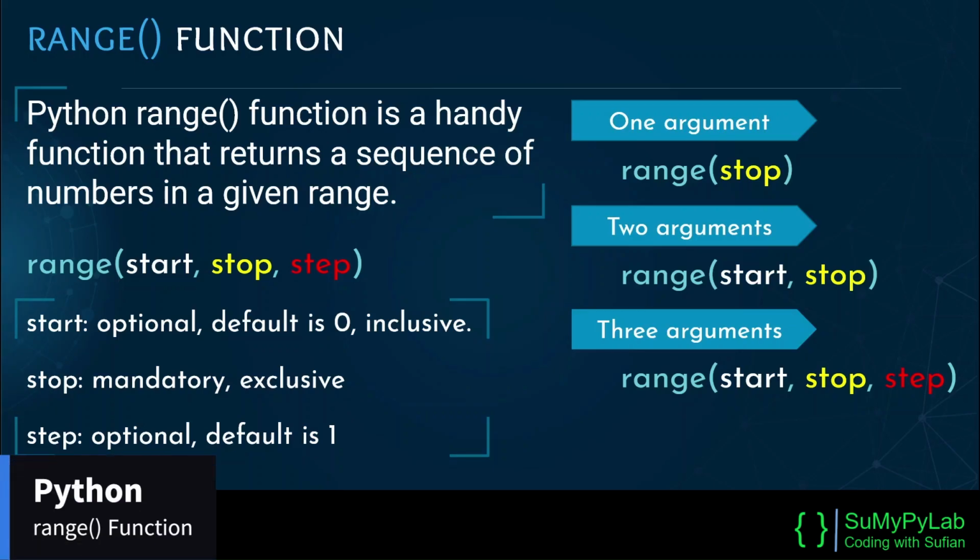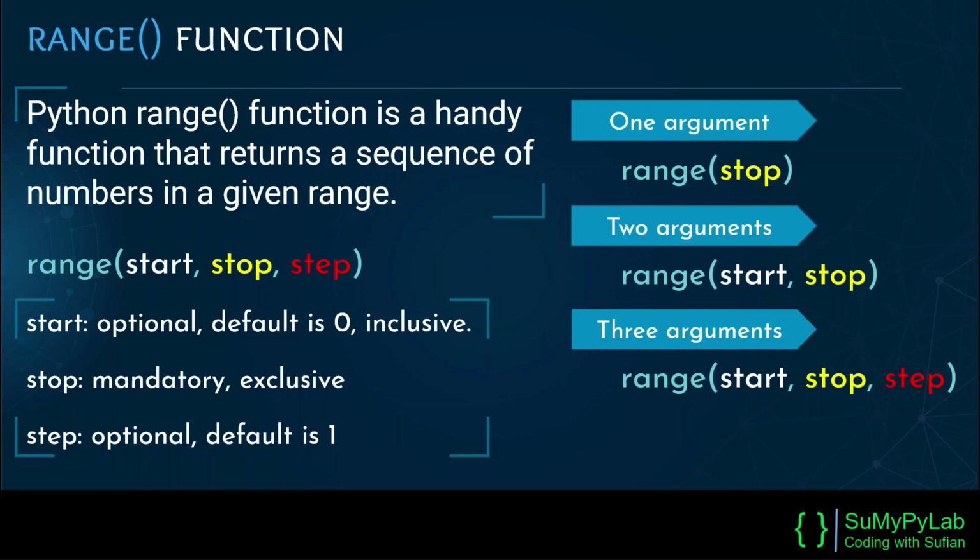In this lesson, we learn how to use the range function in loops. The Python range function is a handy function that returns a sequence of numbers in a given range. The syntax is like this: range takes three parameters: start, stop, and step.